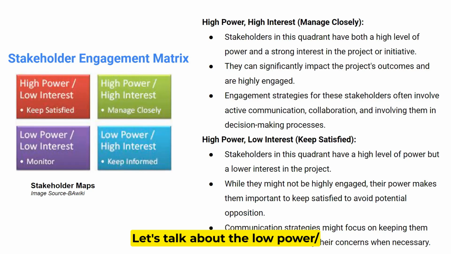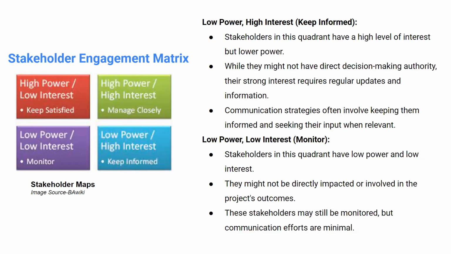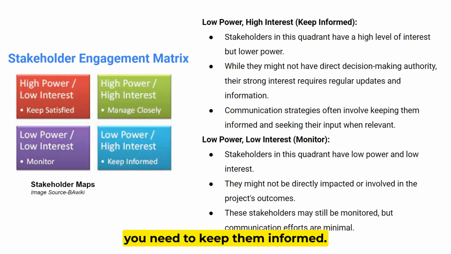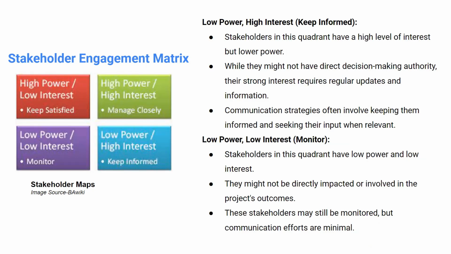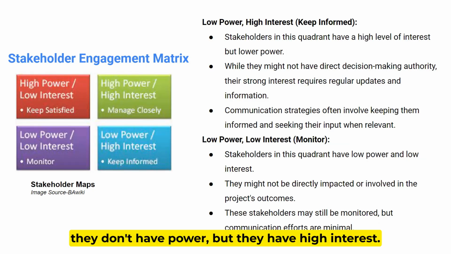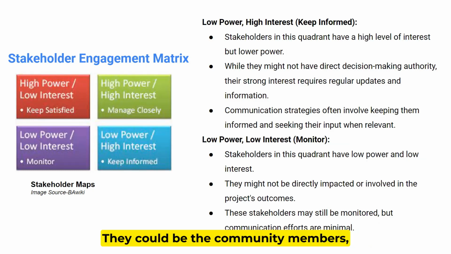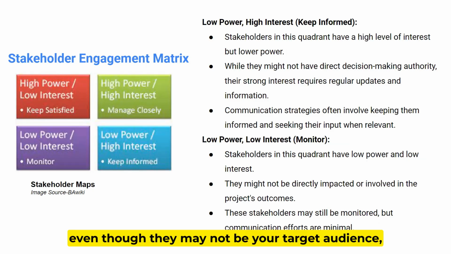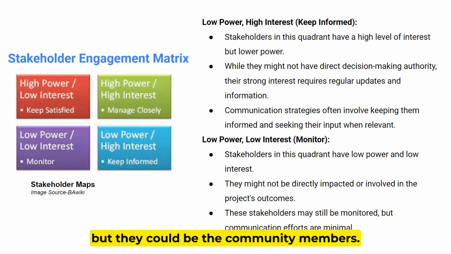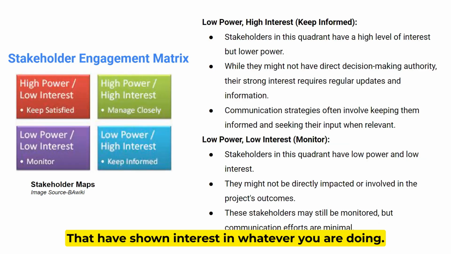Let's talk about the low power, high interest, low power, low interest. So the low power, high interest, you need to keep them informed. It is very important. You need to keep them informed because they don't have power, but they have high interest. They could be the community members. Even though they may not be your target audience, they could be the community members that have shown interest in whatever you are doing.